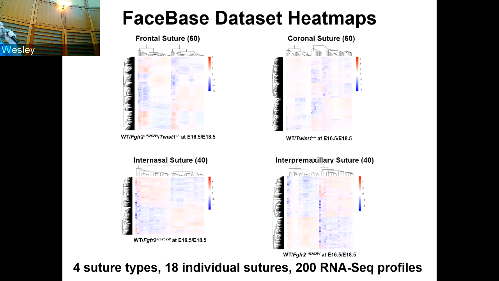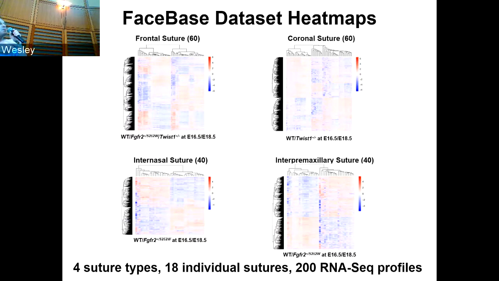So it's just an overview of the samples or the data sets that we have in the FaceBase repository at the moment. So we have four sutures in total: frontal suture, coronal, intermesial, and premaxillary. This represents the 18 individual sutures if you take into account the wild type versus either the aphid or the twist mutants and the two ages, E16.5 and E18.5.